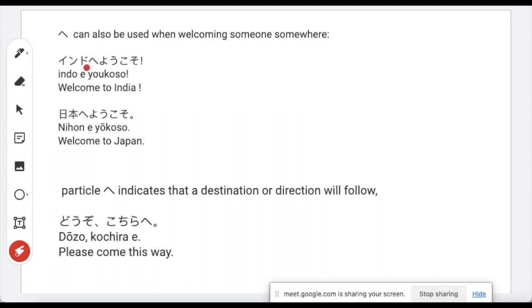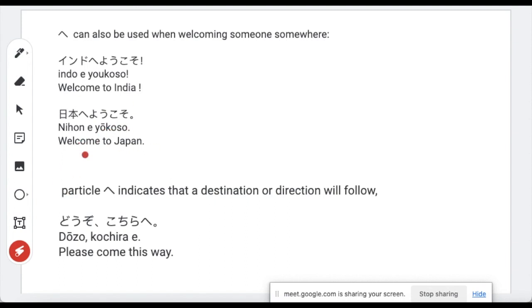We are pointing to the location or direction, but here we are using 'e'. We are not using 'ni' here. 'Indo ni yokoso' is not possible. 'Indo e yokoso', welcome. 'Ni' also means 'to', but you can't use 'ni' here. It's pointing the direction. 'Indo e yokoso': India is a location, but we are not specifying a very particular spot, so it is 'towards'. It can never be 'ni' here. Like 'Nihon e yokoso', welcome to Japan.